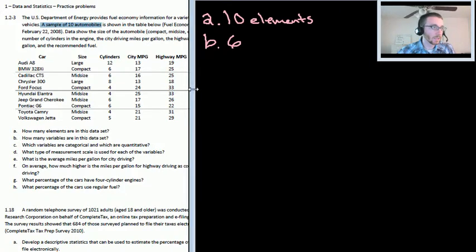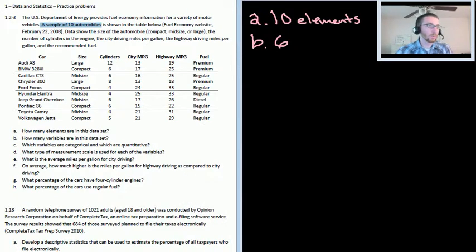Okay, part C. Which variables are categorical and which are quantitative? Now, if you remember, we had 4 different scales, and we could break those into 2 sets of 2. 2 of them were categorical. Those are essentially variables you can't do math on very much, right? You can put them in order, maybe you can't put them in order, but you can't meaningfully subtract them or multiply them or divide them or add them.